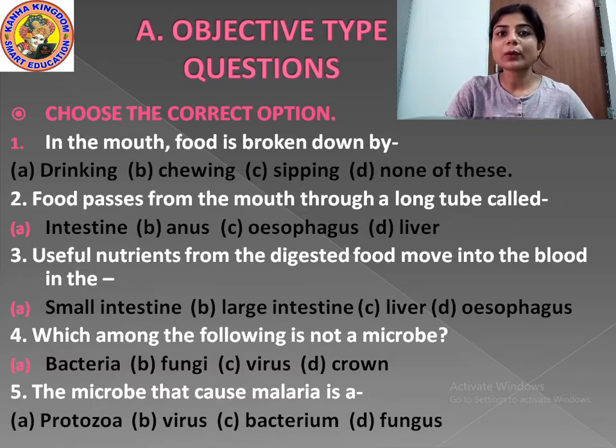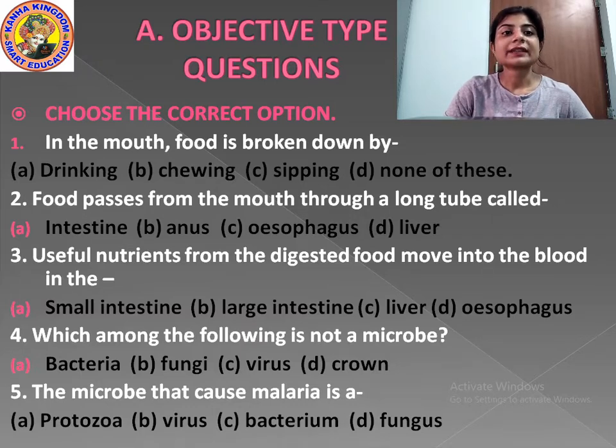Then question number 4. Which among the following is not a microbe? The options are bacteria, fungi, virus, crown. The answer is D. That is crown. Crown is not a microbe. It is a part of a tooth.